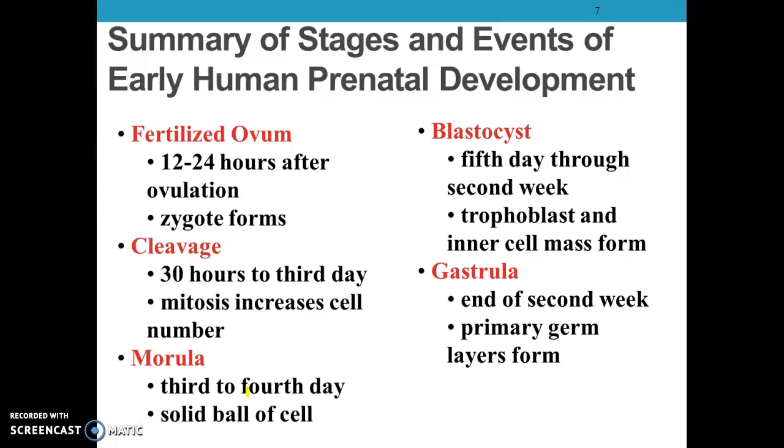We're starting to divide. The trophoblast was the outer layer. That's what invaded and starts to become the placenta. And then that inner cell mass forms. That inner cell mass is going to be what becomes the actual embryo.